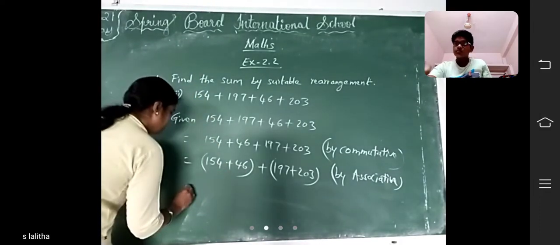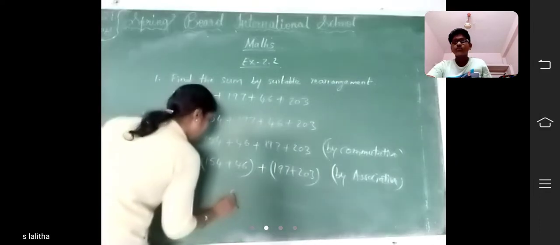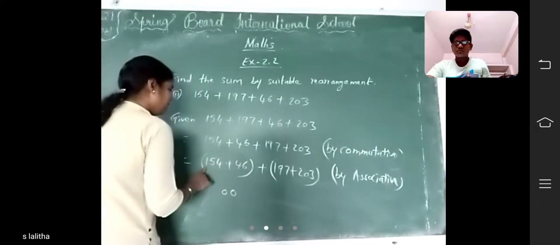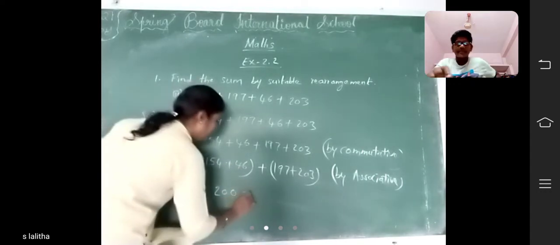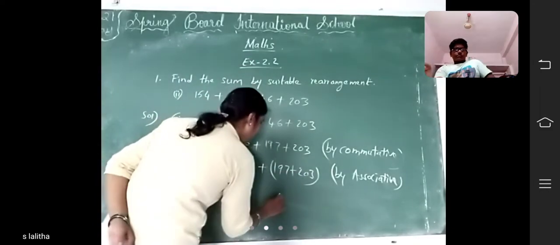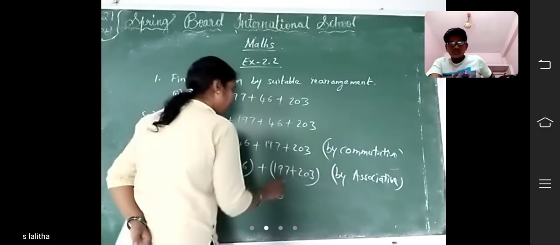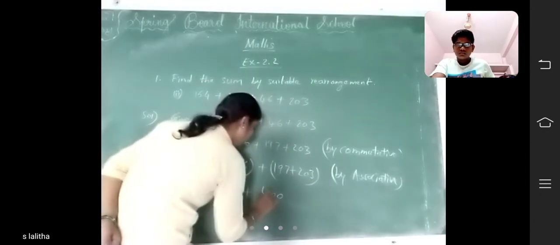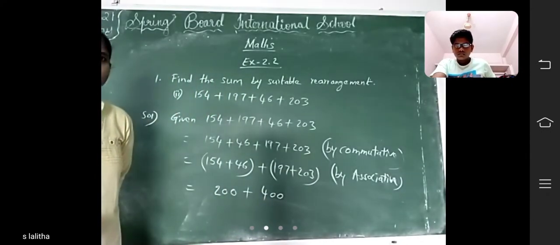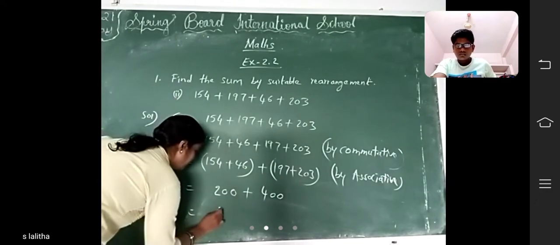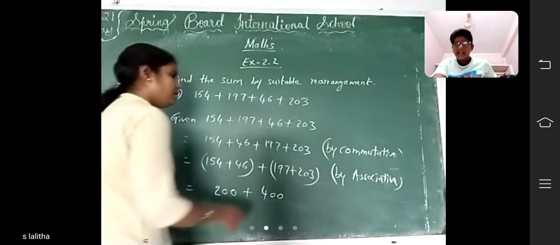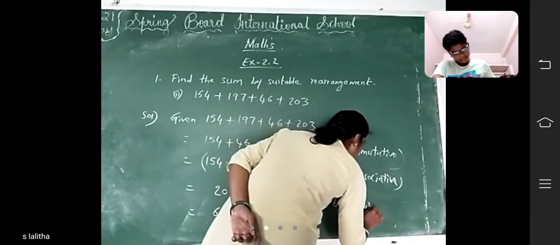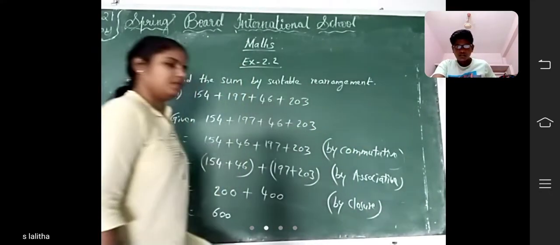Now add these two first. 4 plus 6, 10. 1 is remaining. 1 plus 5, 6. 6 plus 4, 10. 1 is remaining. 1 plus 1, 2. 200. Then 7 plus 3, 10. 1 is remaining. 1 plus 9, 10. 1 is remaining. 1 plus 1, 2. 2 plus 2, 4. So 200 plus 400, how much? 600. By which property is it? Both are whole numbers only now, so it is by closure.